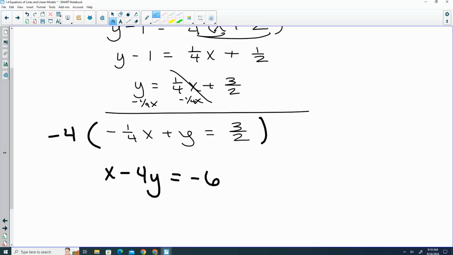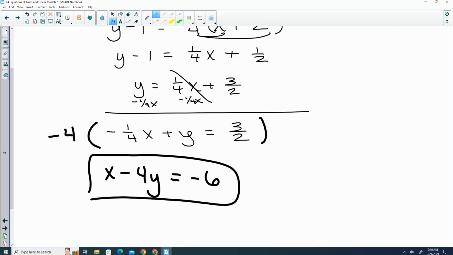So now x minus 4y equals -6. Ax plus By equals C. There's no fractions or decimals. My A is positive. We don't have any greatest common factors. There's nothing I can divide all these by. So that is my final answer. So if I say standard form, you just have to rewrite it at the end. Any questions there?